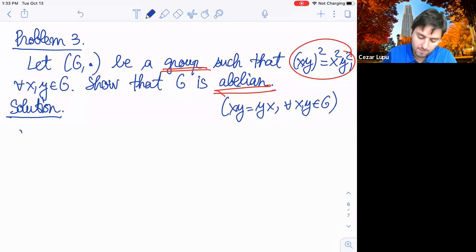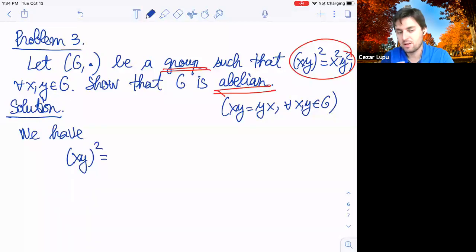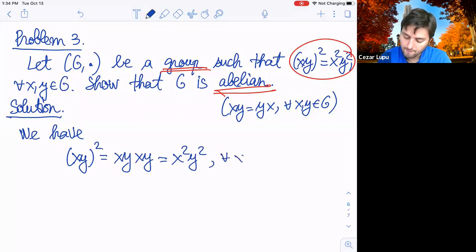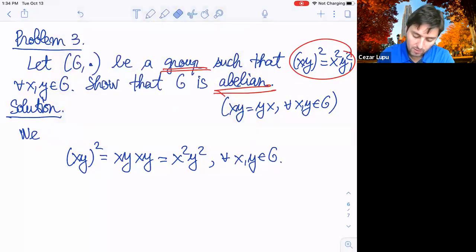So let's write. Let's look at this: (xy) everything squared. Pay attention here, we don't have as much freedom as we want. The only thing we can do is write this as xy, xy. Keep that in mind. And we know that this is x squared, y squared, for all x, y in G. So let me rephrase this. We know that.